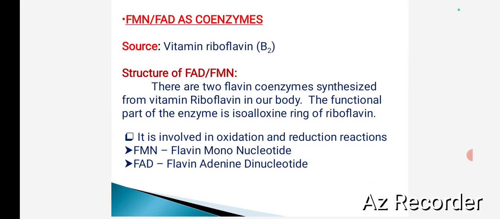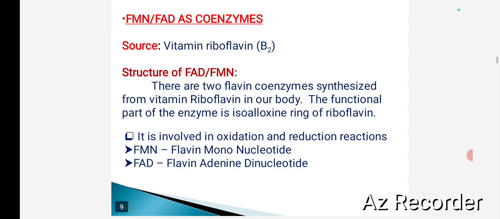Next example, FMN or FAD as a coenzyme. Sources for FAD or FMN: riboflavin, vitamin B2. Structure of FAD, FMN. These are two flavin-containing coenzymes synthesized from vitamin riboflavin in our body. The functional part of the coenzyme is the isoalloxazine ring of riboflavin. It is involved in oxidation reduction reactions. FMN means flavin mononucleotide, FAD means flavin adenine dinucleotide.